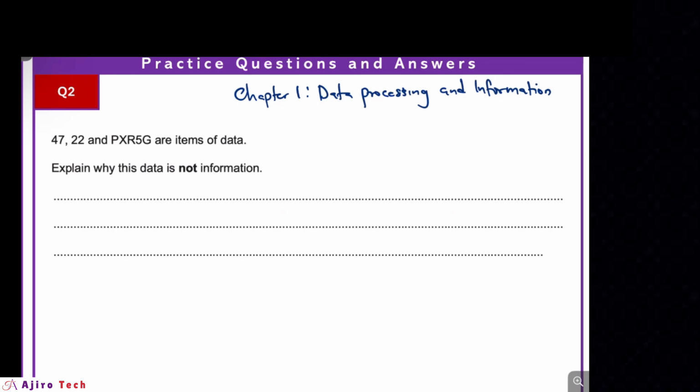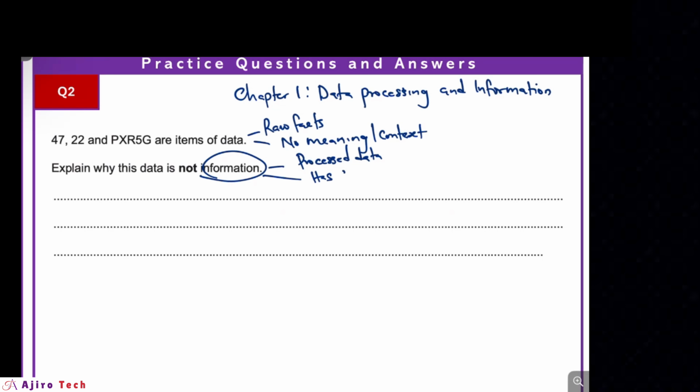Information is processed data. Data are raw facts, which simply means there is no meaning in themselves. That's what data means: raw facts, no meaning, no meaning or context. Information, on the other hand, simply means processed data that has context or meaning.